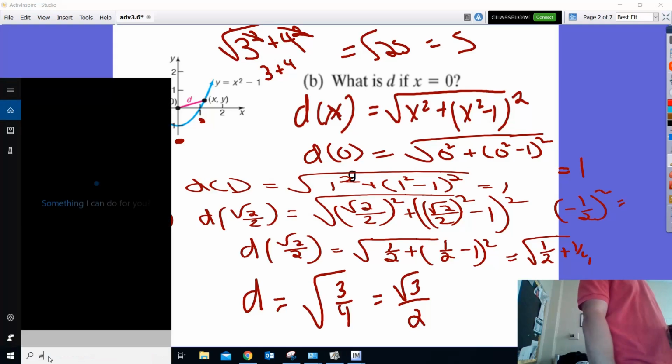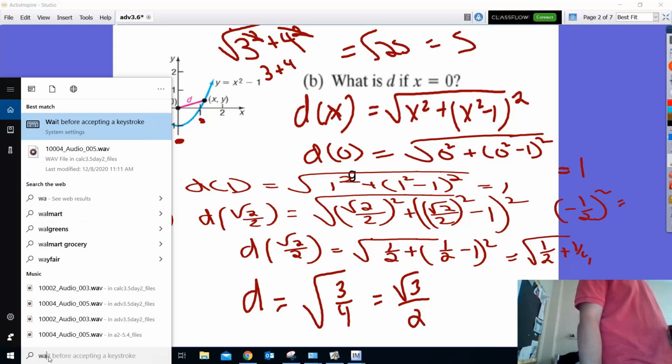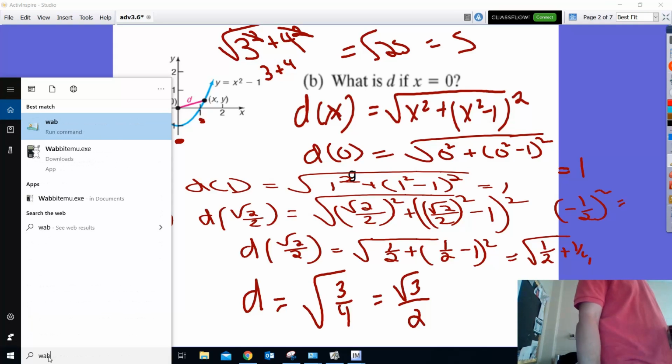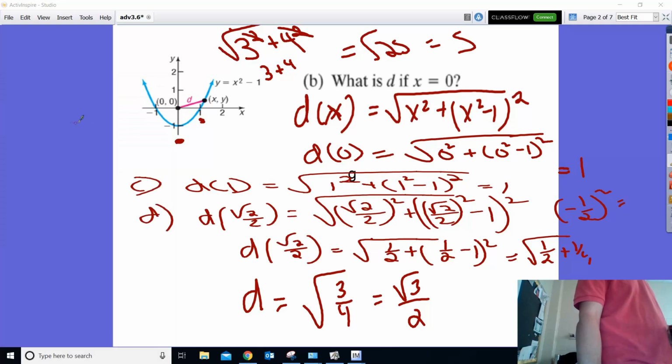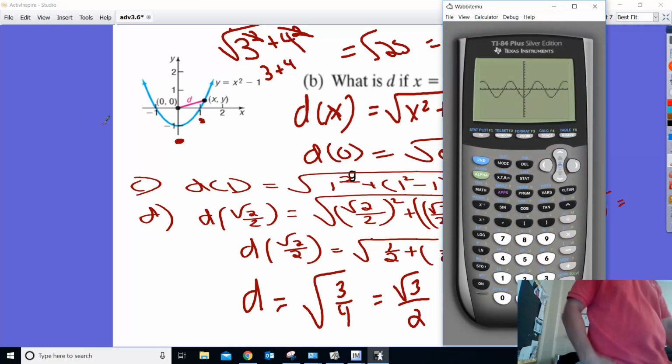What do we spend on this slide? 15 minutes? I gotta quit asking questions from kids. So you guys have not used the minimum function on the calculator since Algebra 2. I don't think you have.